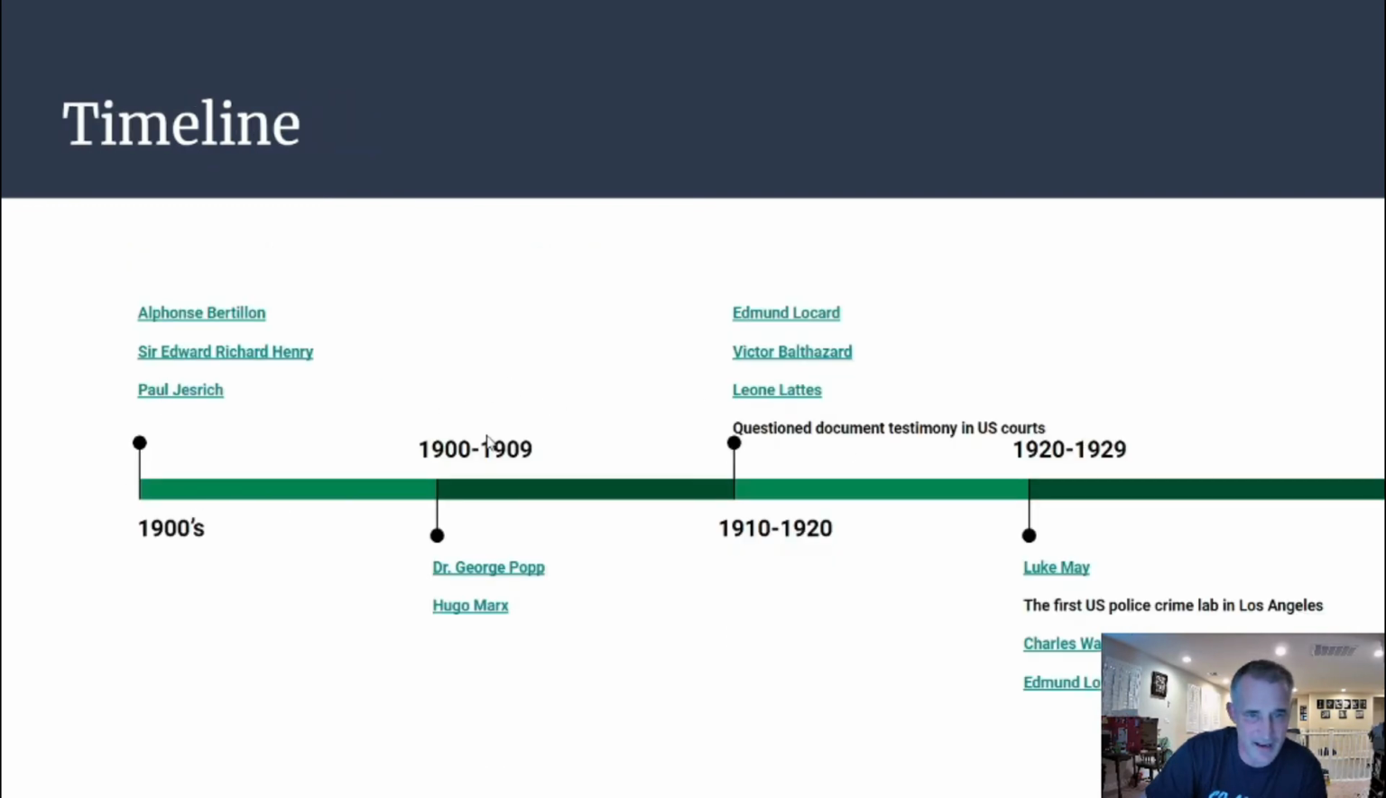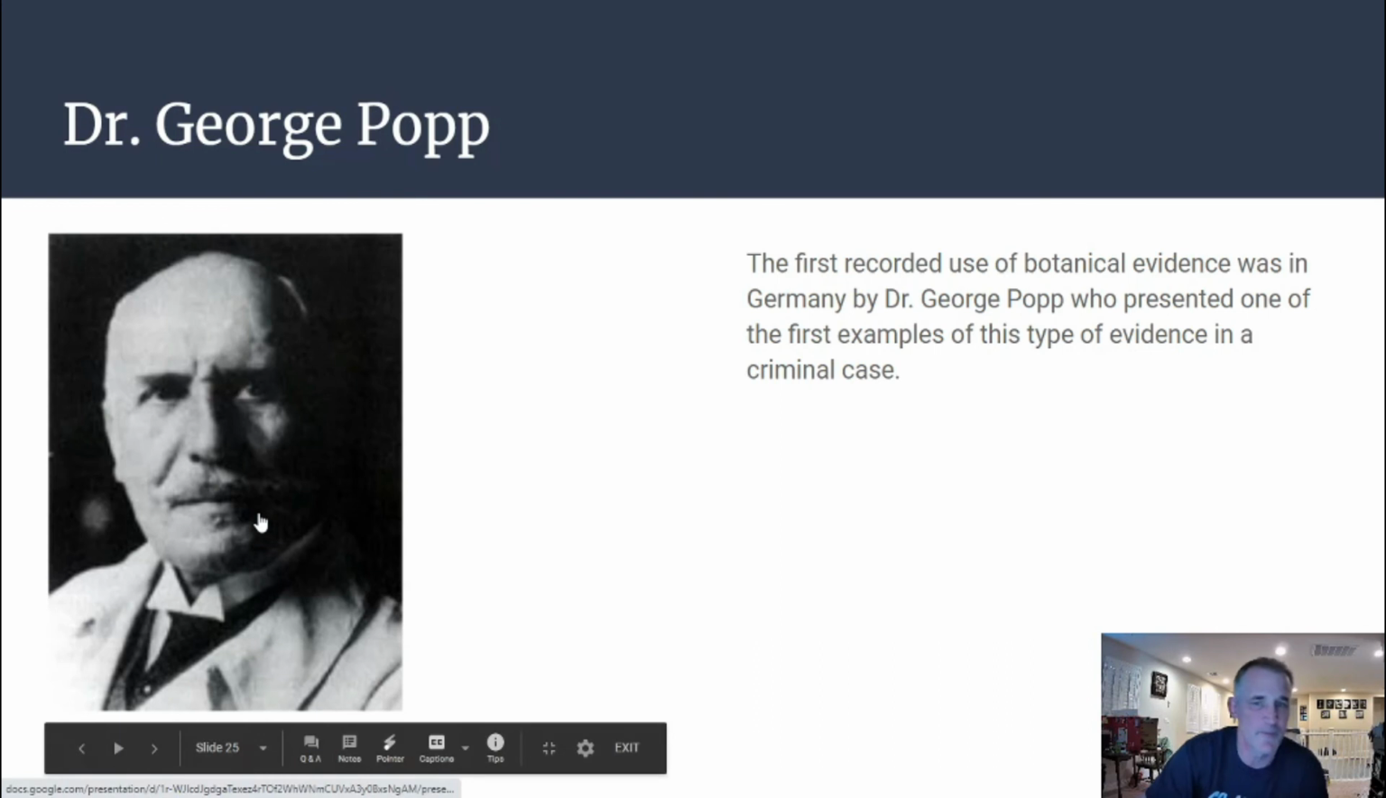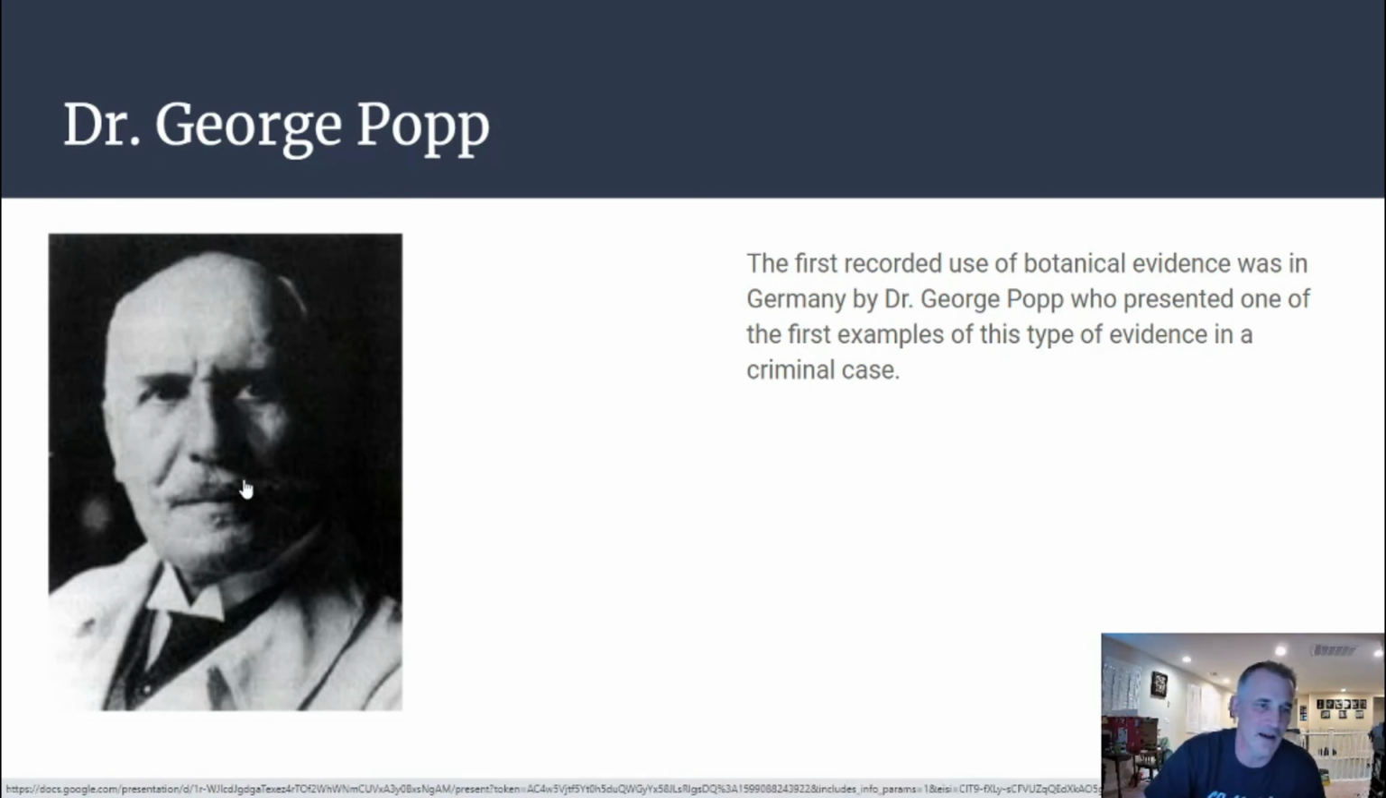Moving into the 1900s, to 1909, we have Dr. George Popp. The first recorded use of botanical evidence was done by this German doctor, who basically presented one of the first examples of this type of evidence in a criminal case. So he was able to use botanical evidence found on a suspect to link him to a crime scene.